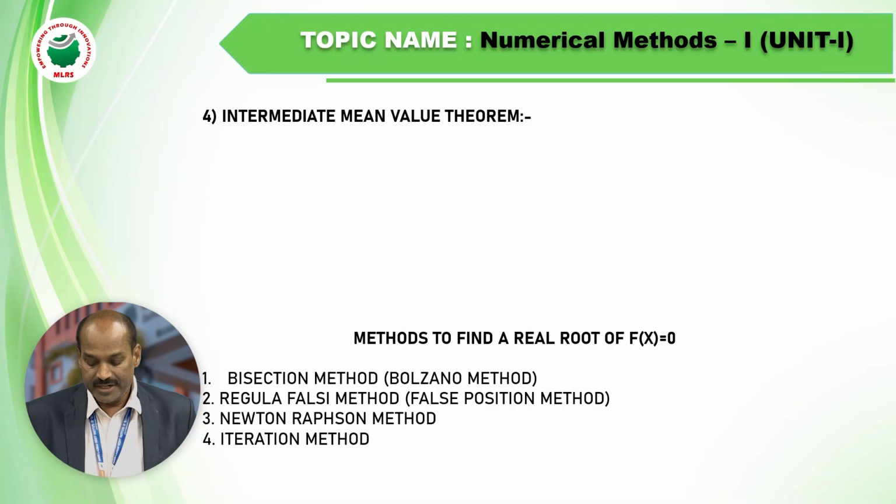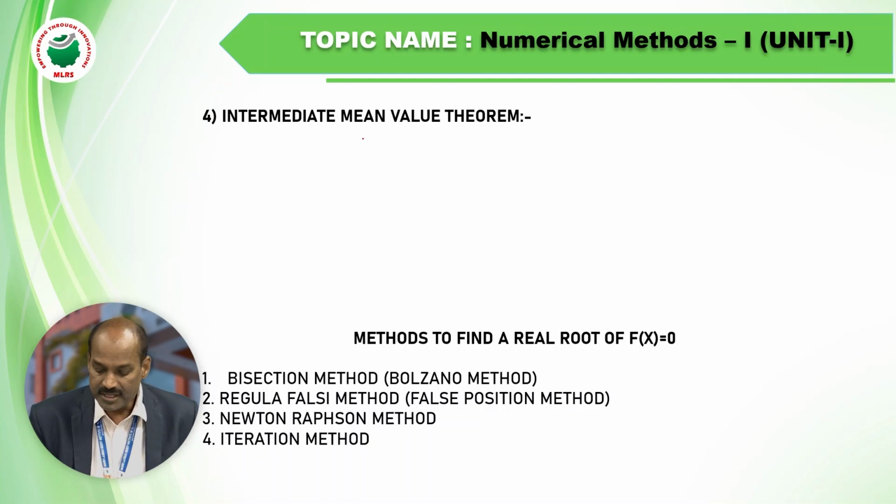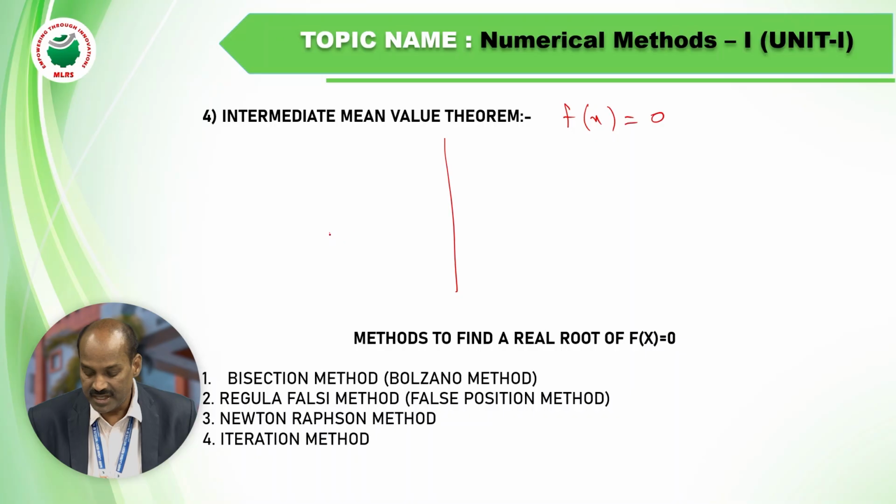Next, the intermediate mean value theorem. The four methods I mentioned just now depend upon this theorem only. This is one of the important theorems from real analysis, and we use this theorem in numerical methods. What is the intermediate mean value theorem? Suppose the given equation is f of x is equal to 0. Let this be the y-axis, let this be the x-axis, and the intersection point is the origin. Suppose this is the graph of f of x.